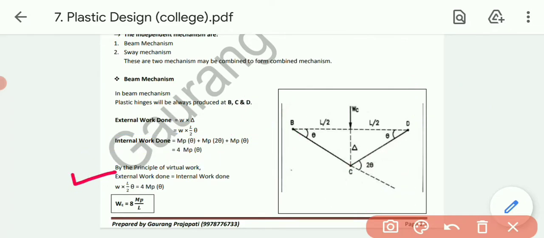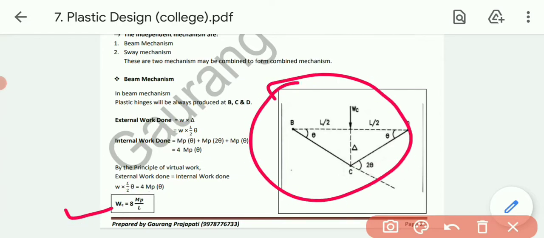Now by the principle of virtual work, external work done equals internal work done. External work done is W into L by 2 into theta, internal is 4 MP into theta. Theta will be cancelled, so ultimately W equals 8 MP divided by L. So that is the solution of the beam mechanism.